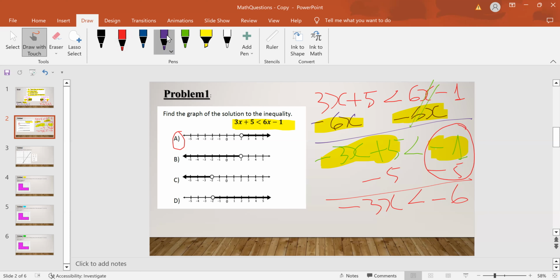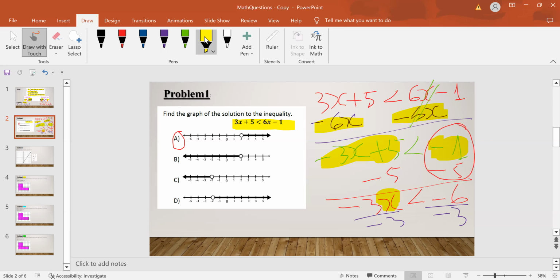So we need to solve for x. That means we're going to divide both sides by negative 3. Why do we divide by negative 3? Because to get x alone, we need to get rid of the negative 3. That's the reason we divide by negative 3.